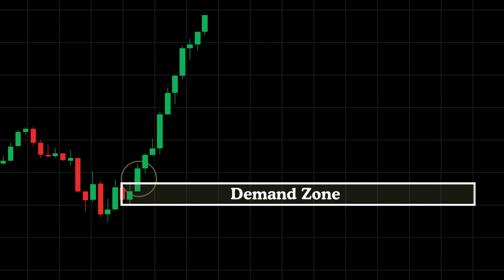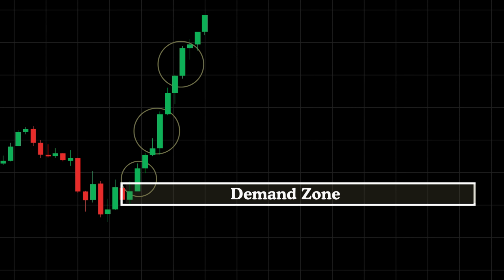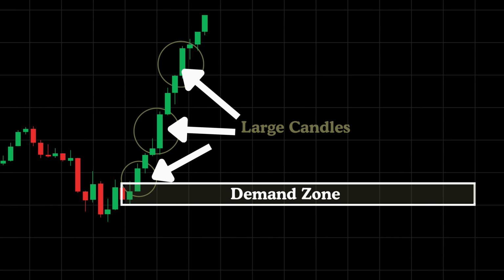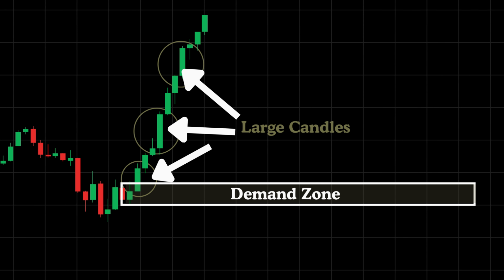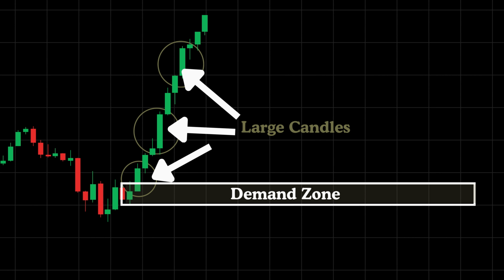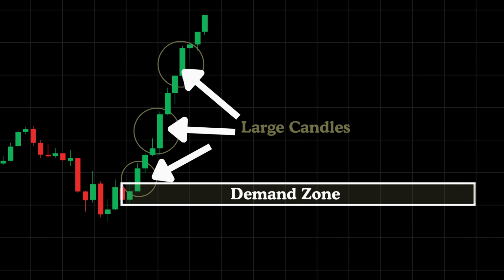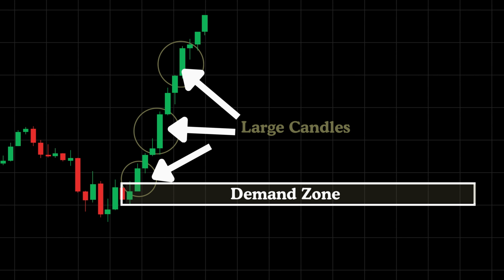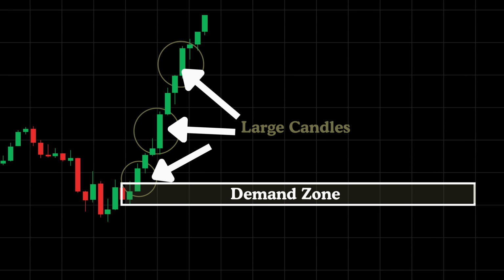First, the candles. Notice how we have large, strong, bullish candles driving in a clear direction with very few wicks. This is exactly the type of price action that signals institutional buying. Big players don't tiptoe into the market. They enter with size, and these candles make that obvious.